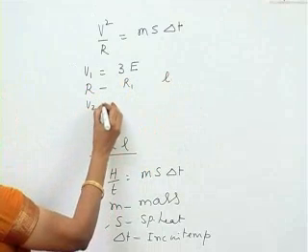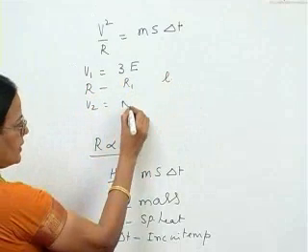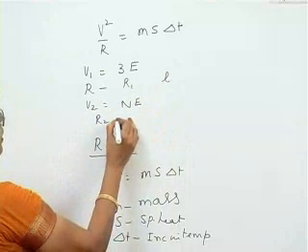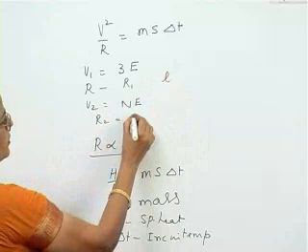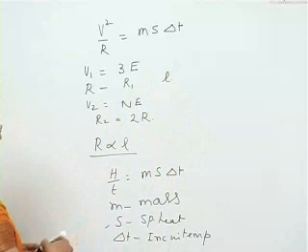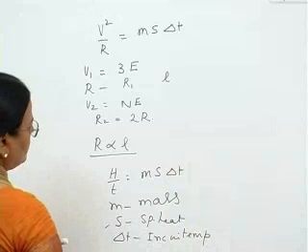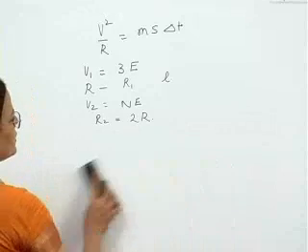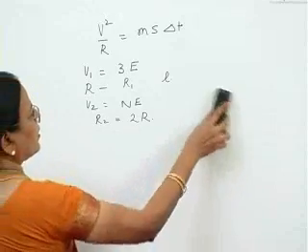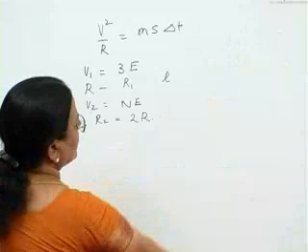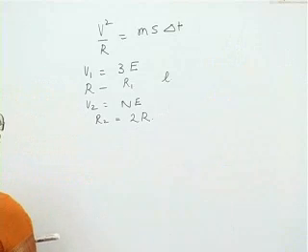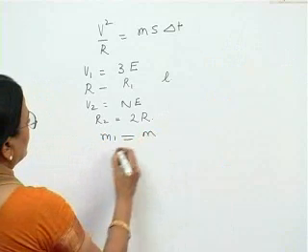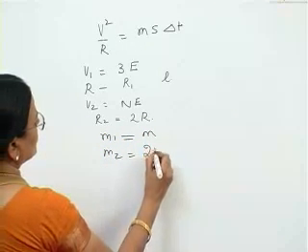In the second case, we are connecting N cells. So V2 is Ne. What is R2? R2 is proportional to the length. So it becomes 2R, because the length of the wire is now doubled. Therefore, the resistance becomes 2 times. What about the mass? Mass is also volume into density. When you are doubling the length, the mass also gets doubled. So M1 is M and M2 is 2M.